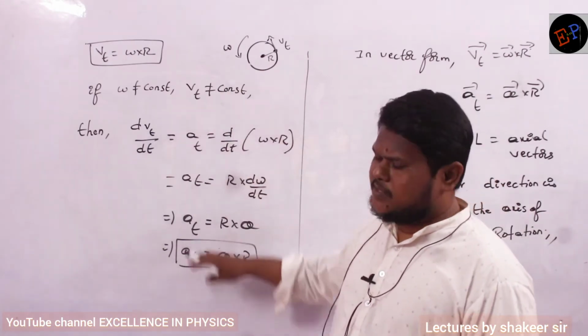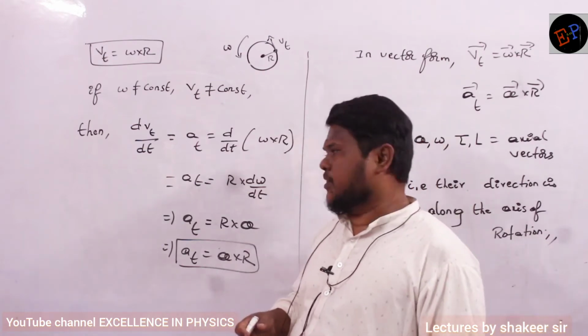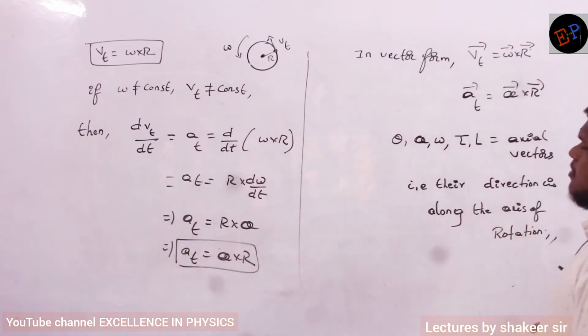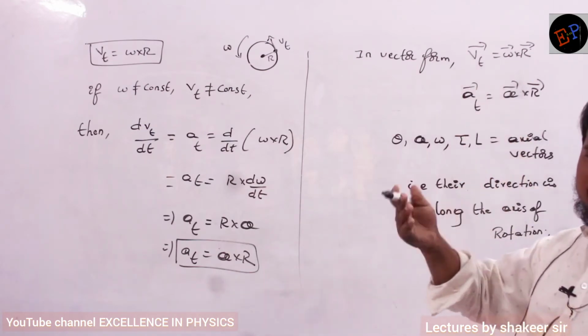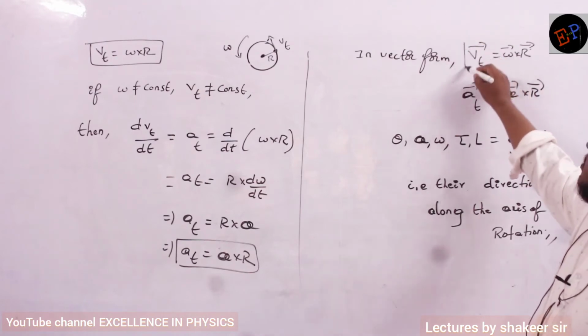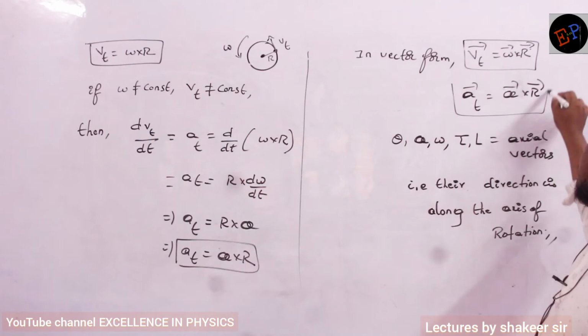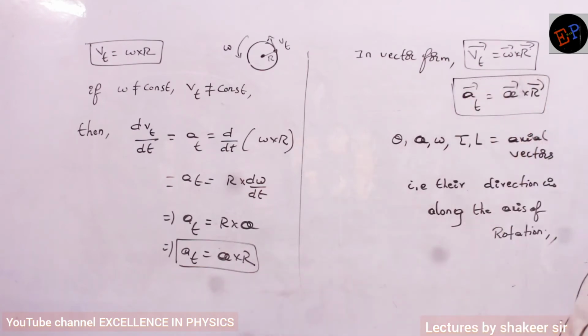So these equations we have already studied in circular motion. Once again we are studying. Clear now? Now how can I write the same equations in vector form? Velocity and acceleration are vector quantities only, no? So V tangential is equal to omega dash cross r dash, and A tangential is equal to alpha dash cross r dash.